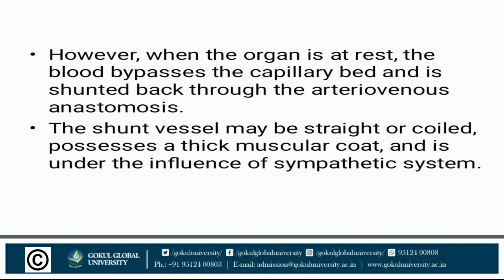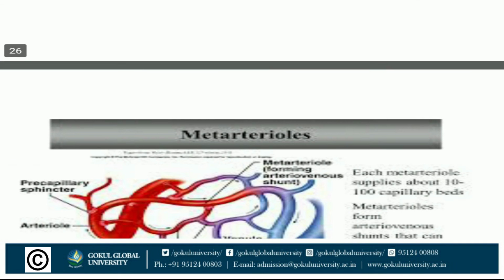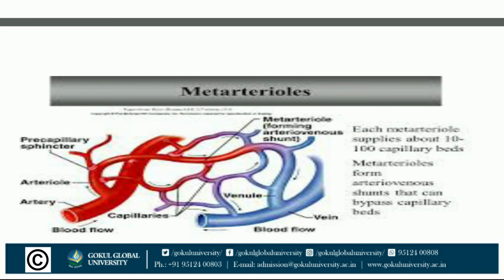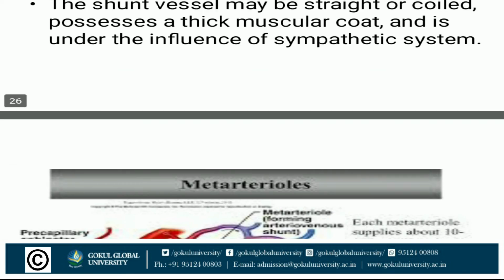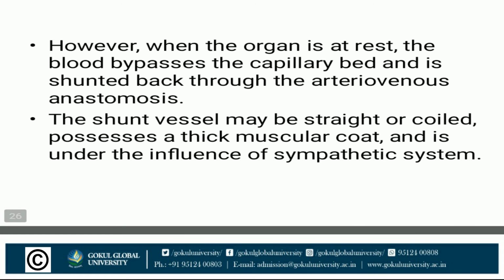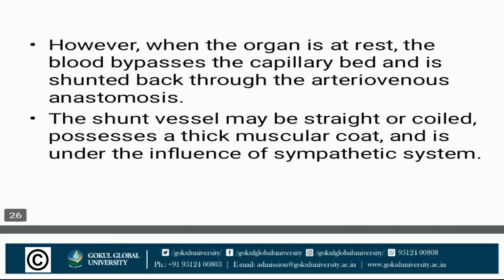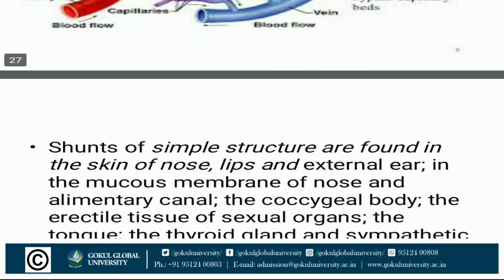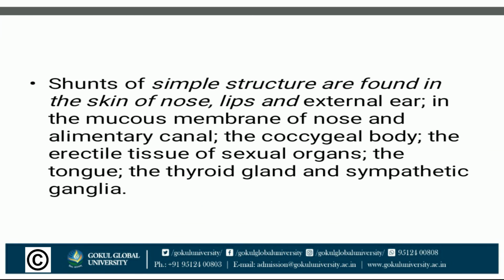The shunt vessels may be straight or coiled. In this diagram you can see straight or coiled vessels covered with thick muscular cord, under the influence of the sympathetic system. Shunts of simple structure are found in the skin, nose, lips, external ear, the mucous membrane of nose and alimentary canal, coccygeal body, the tactile tissue of sex organs, the tongue, thyroid gland, and sympathetic ganglia.